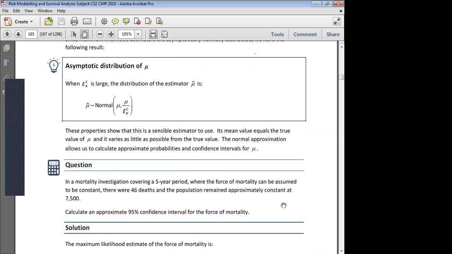In a mortality investigation covering a 5-year period where the force of mortality can be assumed to be constant, there were 46 deaths and the population remained approximately constant at 7,500. Calculate an approximate 95% confidence interval for the force of mortality.